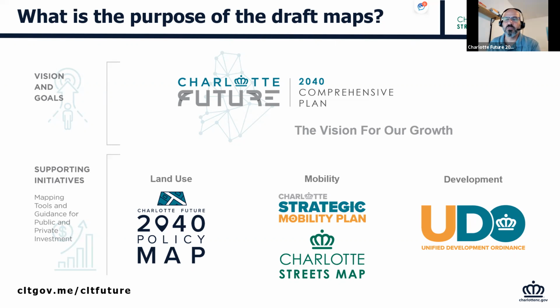The Charlotte Future 2040 policy map will identify appropriate locations for future development in our neighborhoods. The Charlotte Streets Map will define the multimodal vision for Charlotte streets to support mobility between the places we live, work, and play. And the Unified Development Ordinance, or UDO, will consolidate and update the city's land development regulations so future development is aligned with the vision of the comprehensive plan.